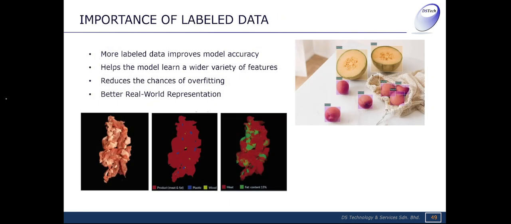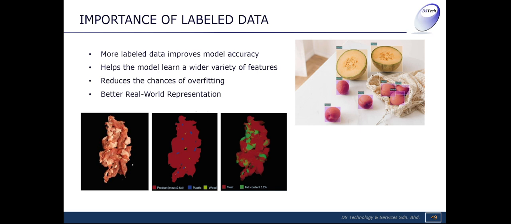So yeah, well, the labeling data is the most important thing. It actually helps to improve model accuracy. So more labeled data means more information, leading to more accuracy. And you also need to identify features. For example, here you can see the fat contents. These are a few features that you want to think about. Yeah, like for example, here there's a plastic and woods as well.